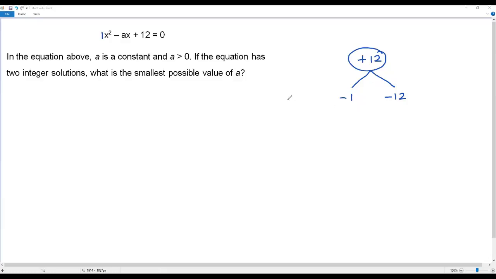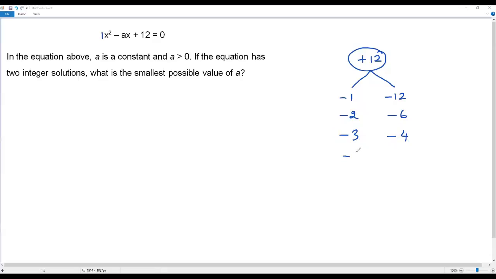Okay, now I have to list out all the pairs of factors for positive 12, so that both the factors are negative. Already I have written negative 1 and negative 12. Now I can write negative 2, negative 6. Then I can write negative 3, negative 4. In each case, if I multiply negative 1 and negative 12, I'm getting positive 12, and negative 2 and negative 6 multiplied give positive 12. When I multiply negative 3 and negative 4, I'm getting positive 12.